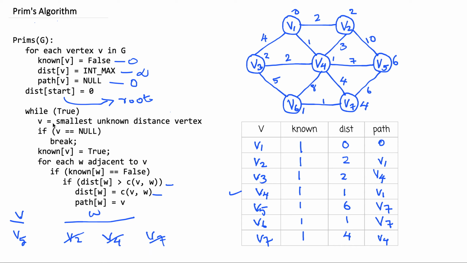Now if you pick the next smallest unknown distance vertex, we do not have any unknown vertex, so this will be giving us the value null. Then this loop will be breaking, so that is the end of the process.